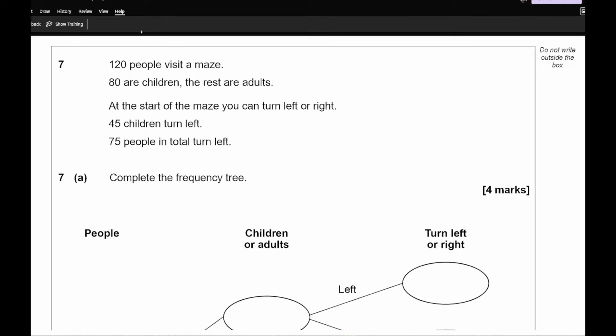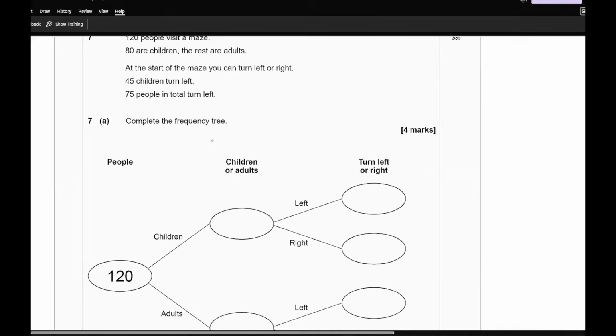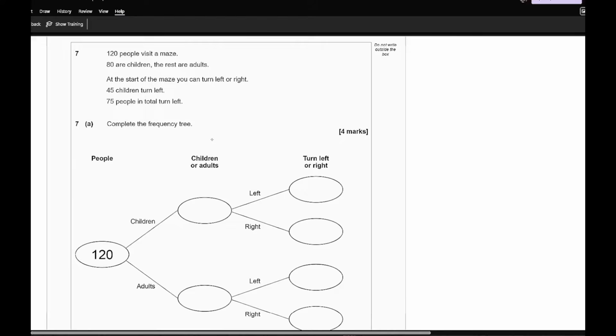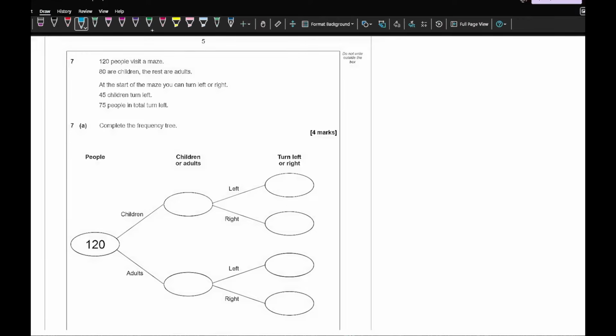So if I just zoom out so we can see the frequency tree in all its glory, and also the information. Apologies if it's struggling to see. It's usually useful if you've got these in front of you, then it's not too bad. So these two numbers here need to add up to 120.